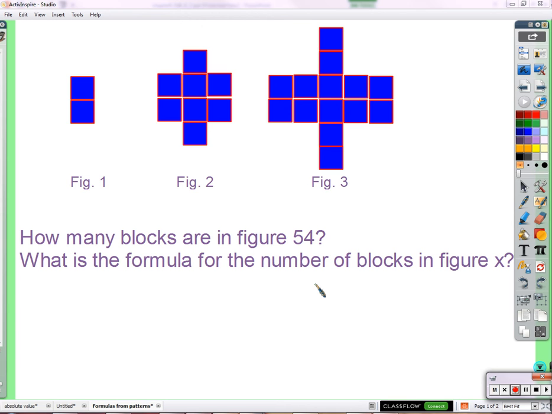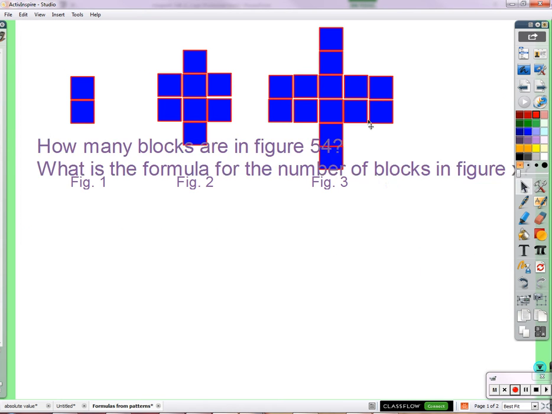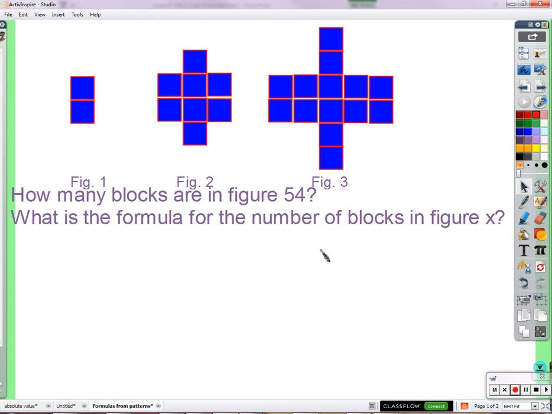Farther, we're going to see if we can even challenge ourselves beyond that. So in figure 54, maybe we'll do this. Figure 54, how many blocks, and more importantly, how do we figure it out? Carter, do you want me to say the formula ahead? Just tell me how to find the number of blocks in figure 54. So you subtract 1 from 54.